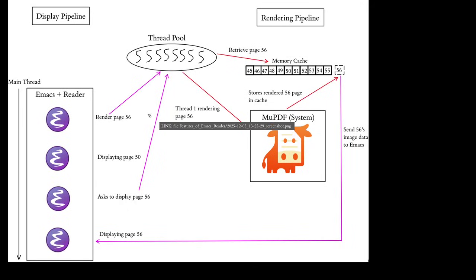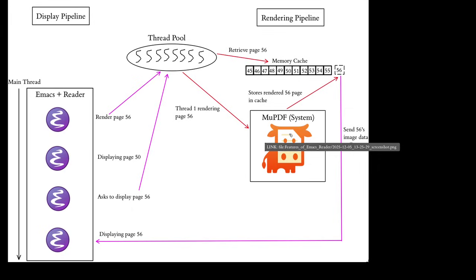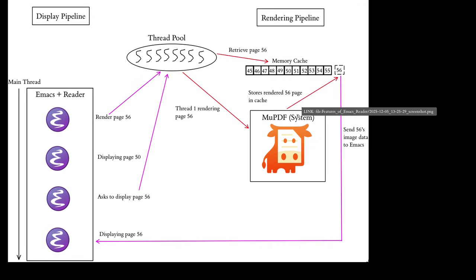And I'm not going to ask it to MuPDF directly. I'm going to ask the thread pool to do this job. And the thread pool is going to assign one thread to it, let's say thread 1, which is going to render page 56. So this thread is going to make calls to MuPDF through our code, the dynamic module, and MuPDF, after rendering it, is going to store it in the cache. So we're going to add another page, 56, to this.